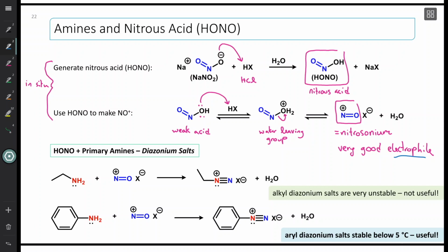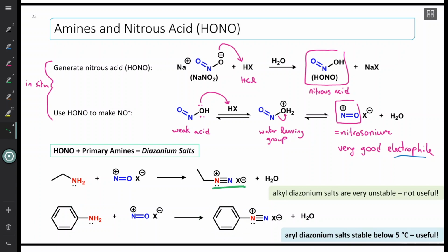What does that make when you have an amine that reacts with an NO? You get a diazonium salt. So azo is referring to the nitrogens here, so it's a diazonium salt. You can do this with a primary alkyl amine, and you'll get a primary alkyl diazonium, or you can do it with an aryl amine, and you'll get an aryl diazonium.